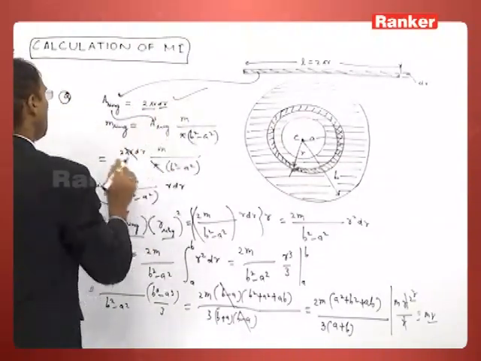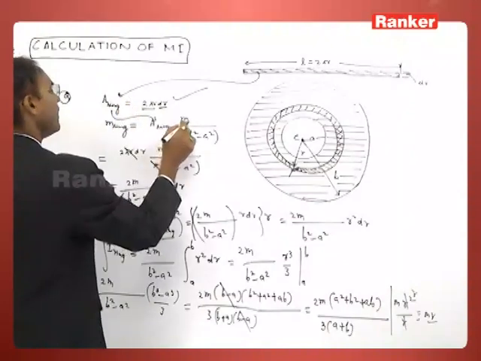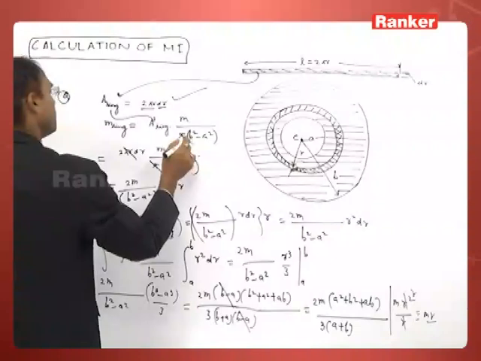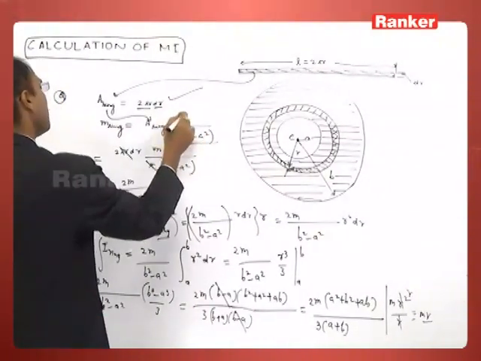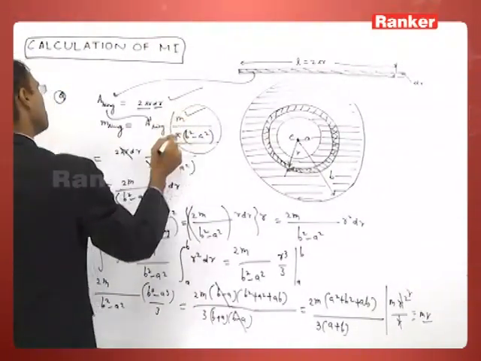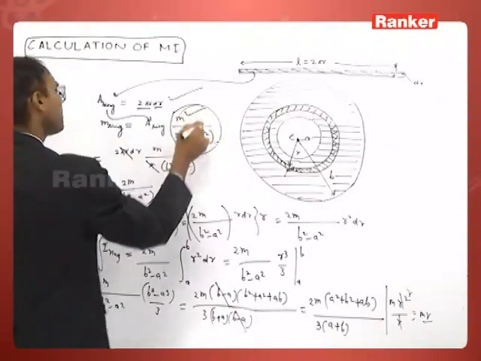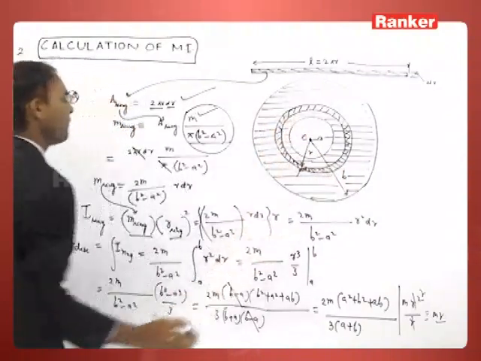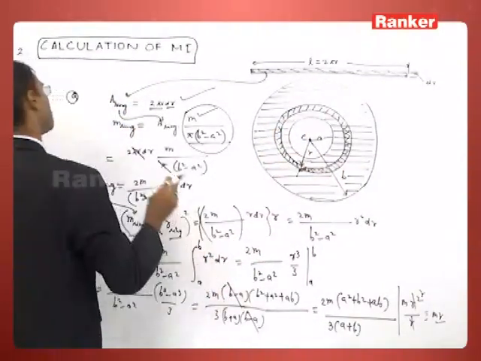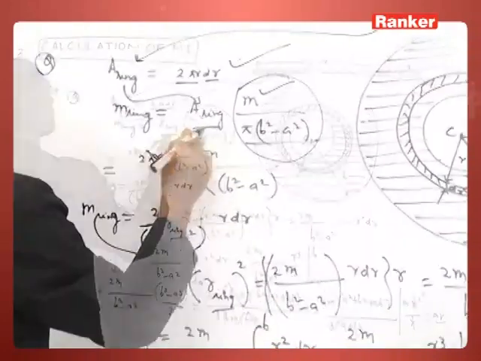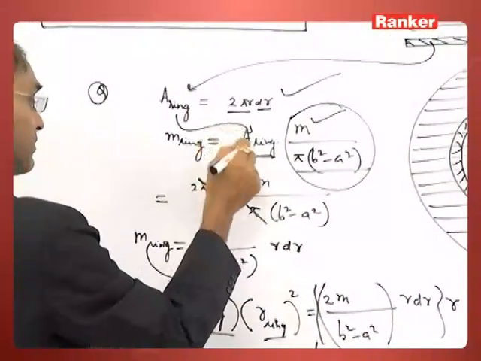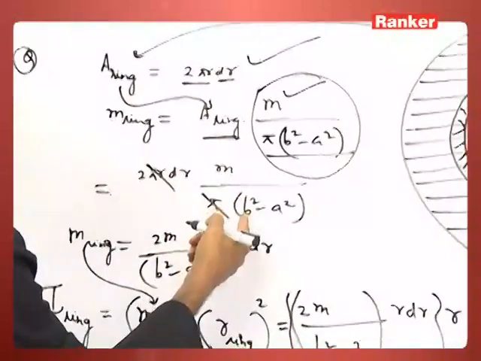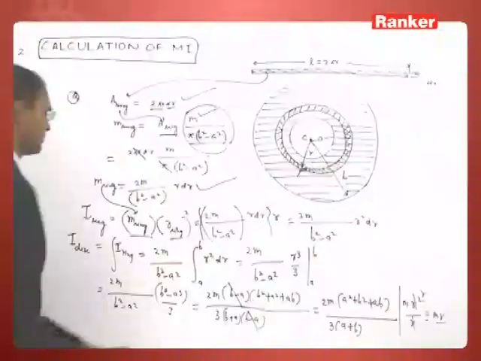They are absolutely correct. Mass of the ring is equal to total mass by total area, area of the shaded portion, that is pi into b square minus a square. M upon that area will give you the surface mass density. It is not linear mass density because it is a plate-like structure or lamina, into the area of the ring. After substituting this, you are getting 2r dr into m by b square minus a square. Absolutely correct.